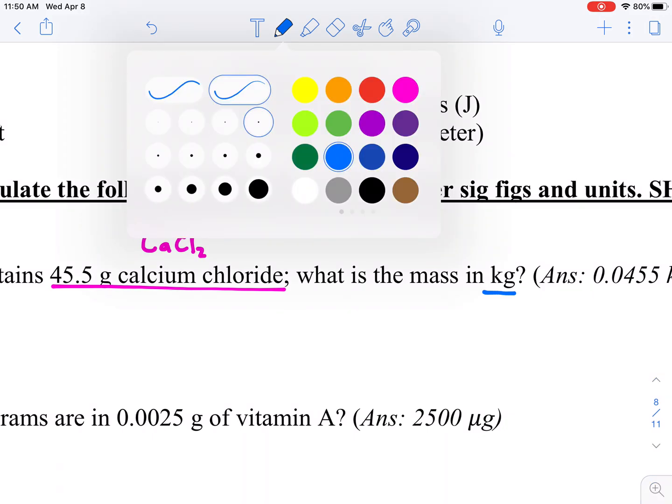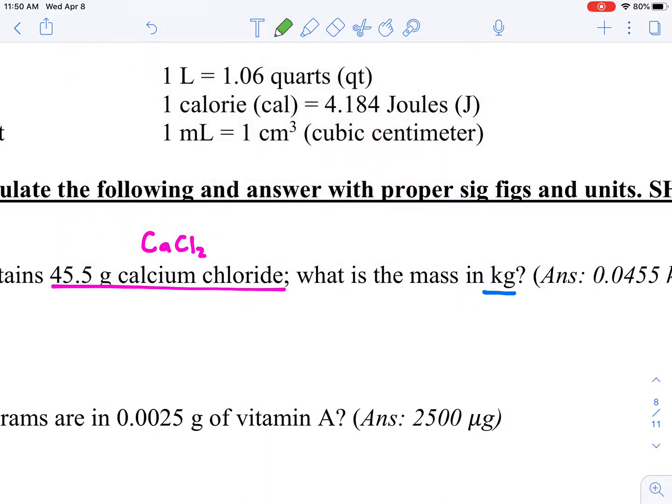And so there must be some relationship that we know, right? And let's write that in green. We know that there are 1,000 grams in 1 kilogram. So with those three pieces of information, we can set ourselves up a conversion that works really well.